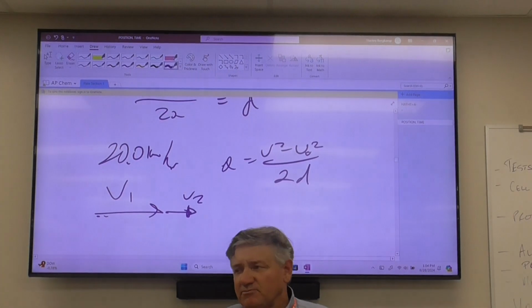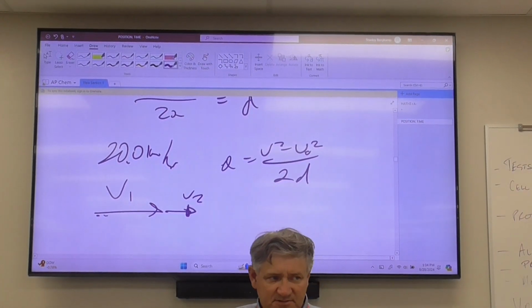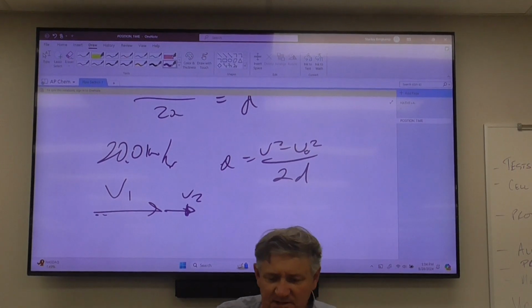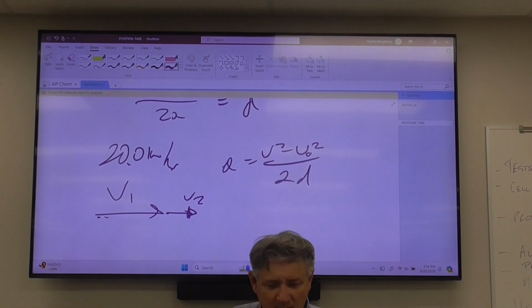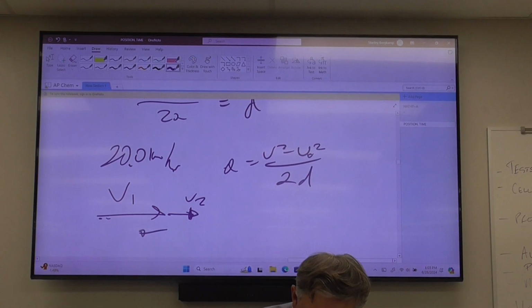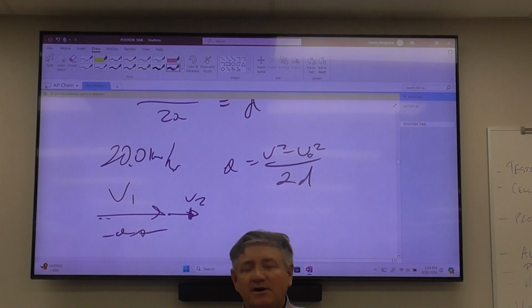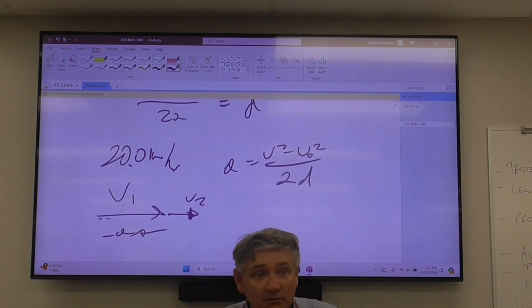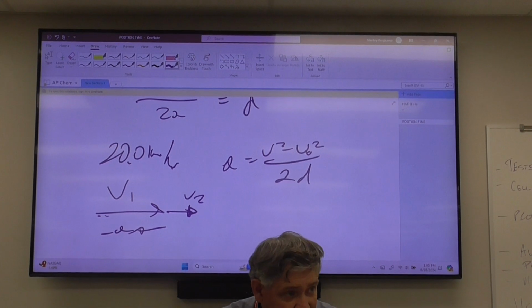Here's the next question. Which direction is your acceleration vector going to point? Is it going to point in the same direction or the opposite direction? Opposite. Why? Because it's slowing down. Beautiful. So then just come over here and draw a negative acceleration vector. That's it. That's all you have to do. Do not make this complicated.